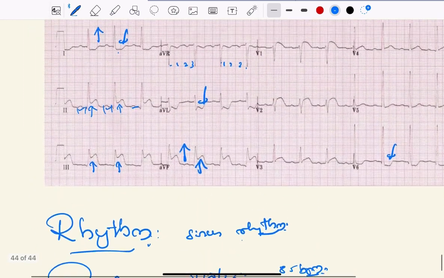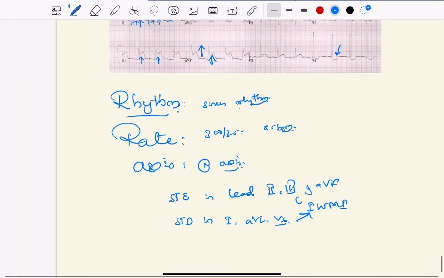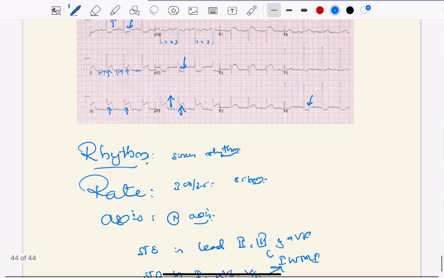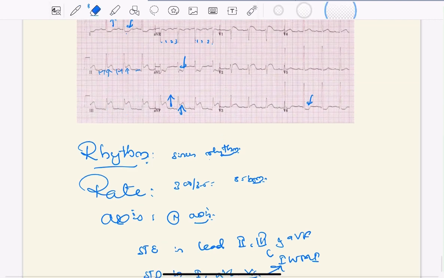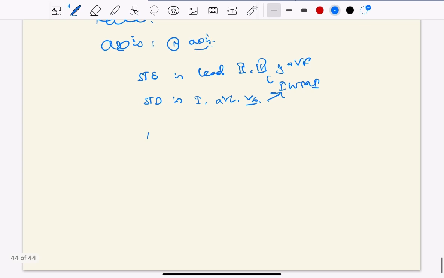And look here, one more interesting feature. There is this ST elevation in lead 3. The magnitude of ST elevation in lead 3 is more than the magnitude of ST elevation in lead 2. Lead 2 ST elevation is less compared to lead 3. So ST elevation in lead 3 is more compared to lead 2.